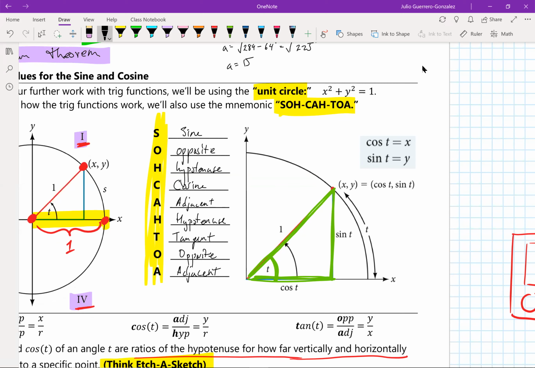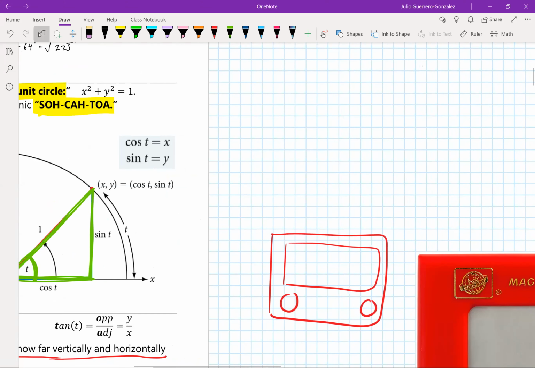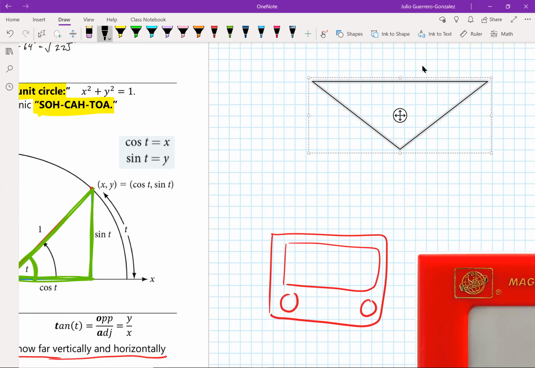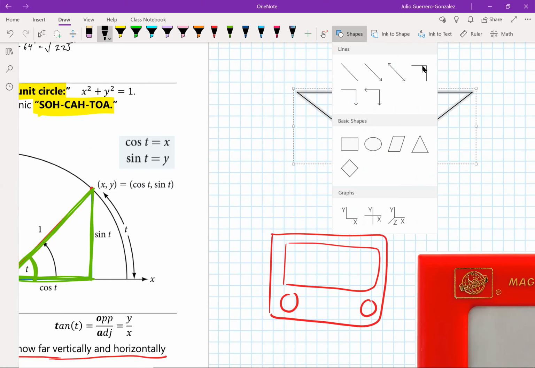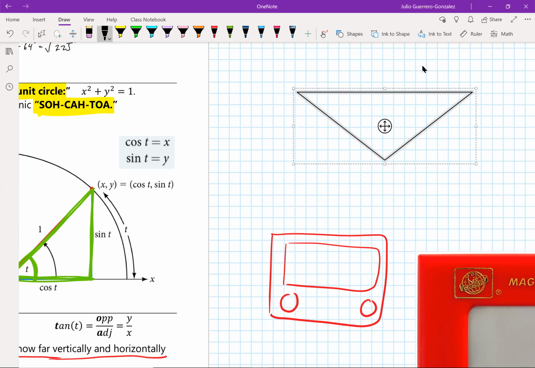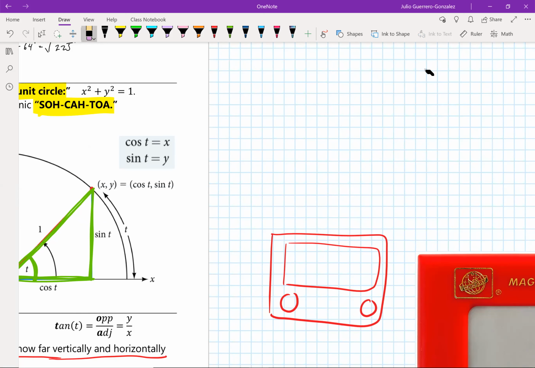So let me move over here really quickly. I'm going to draw a nice triangle here. Whoa. Not exactly what I wanted, but let's try that again. How about we not? Okay, how about we do, I need a shape. How about that? Come on. Oh.